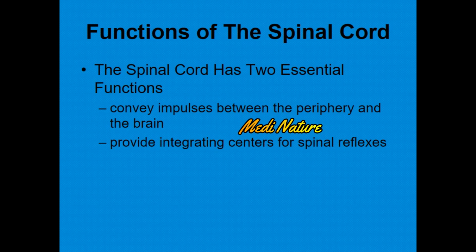What are the functions of the spinal cord? It has two main functions. The first one is it conveys impulses or messages between the peripheral tissues and the brain. And it also provides an integrating center for the spinal reflexes.